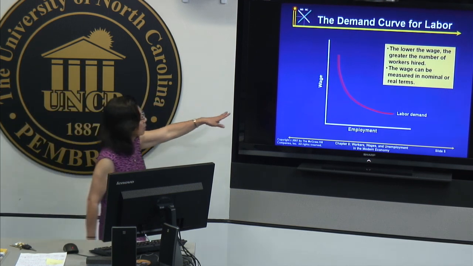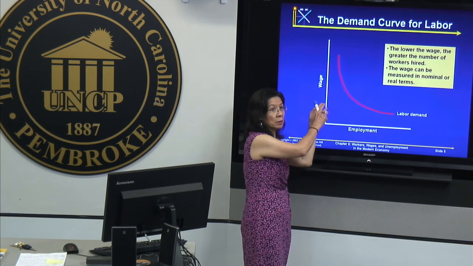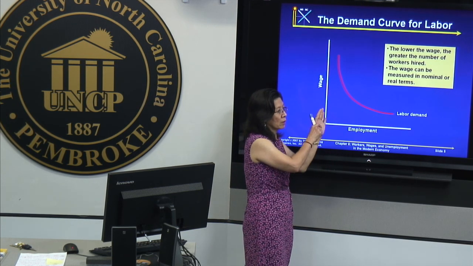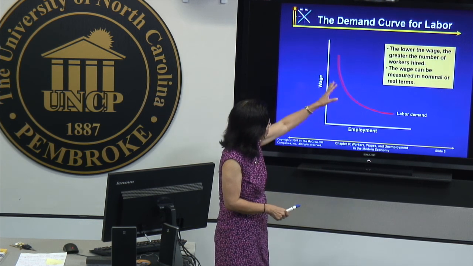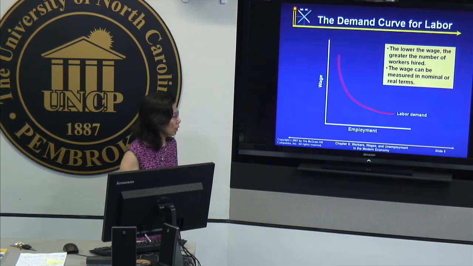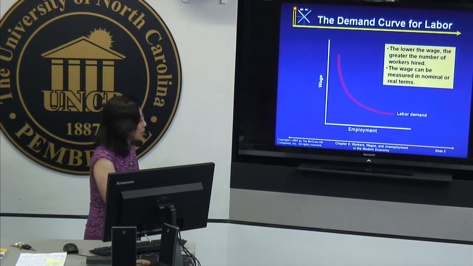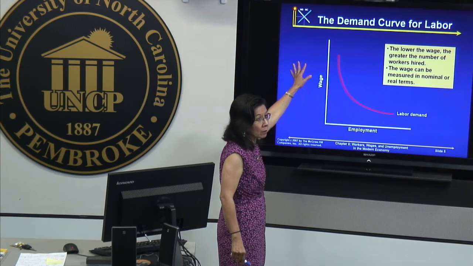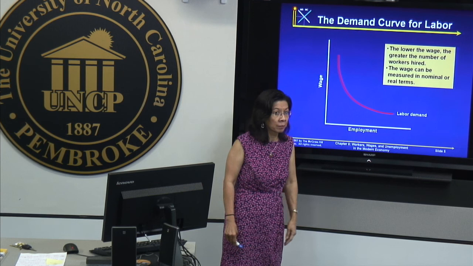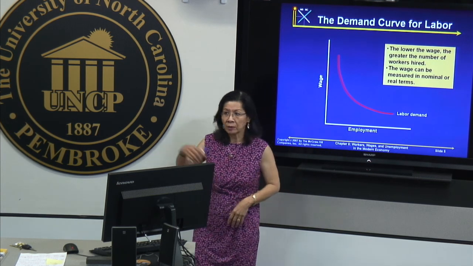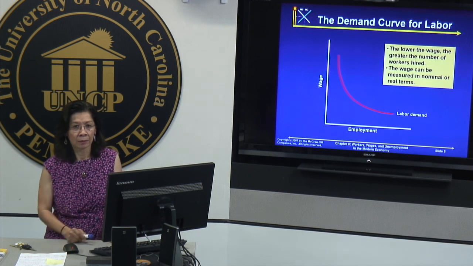The lower the wages, the greater the number of workers hired, as you already know. But the textbook does not show you moving from one point to another, while my graph here does show you clearly. The wages can be measured in nominal or real terms. All this is saying is that the demand curve is downward sloping, because the value on the y-axis, which is wages, is negatively related to employment. What does that mean? The lower the wages, you hire more. The higher the wages, you hire less.